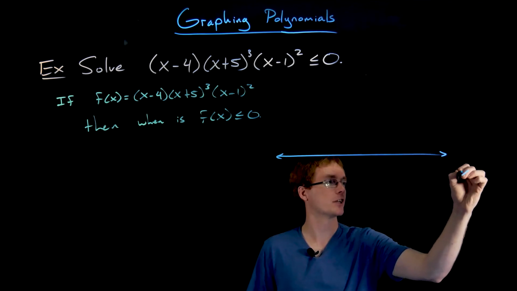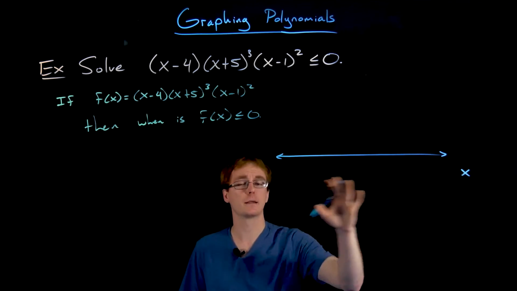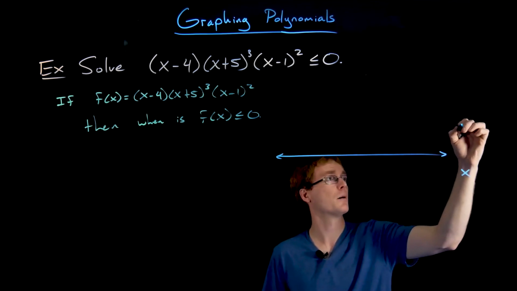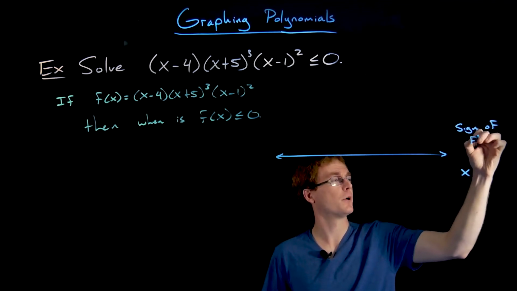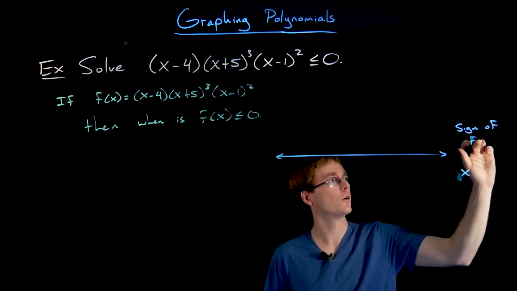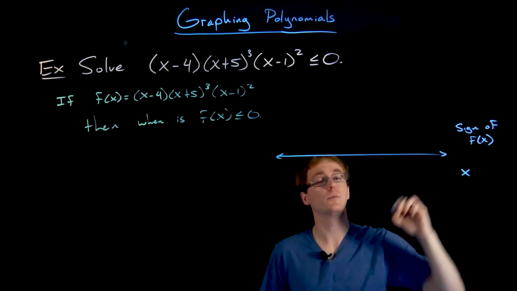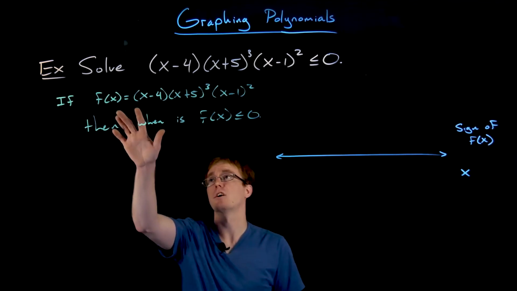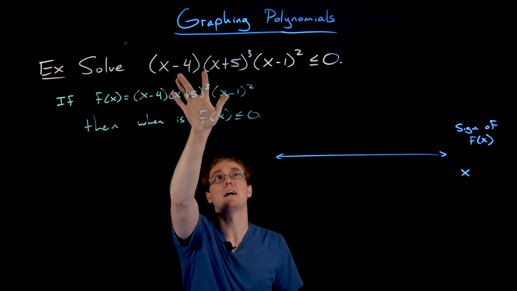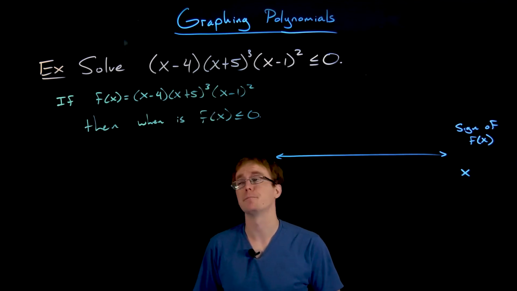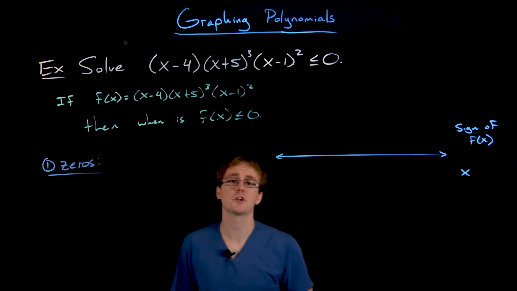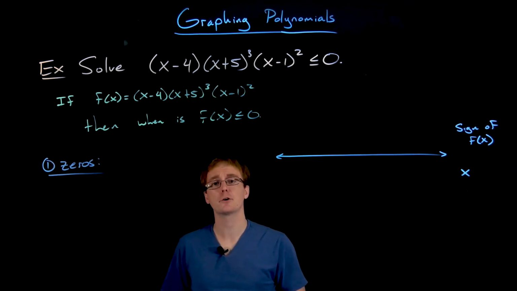So on the bottom of our sign chart is just going to be a number line. We're going to label our x values. And on the top of our sign chart, we're going to label positive, negative, or 0, the sign of the quantity we are interested in. In this case, it's our function f(x), which we defined as that polynomial on the left-hand side of our inequality. And so the sign chart process is slightly different than our graphical process.